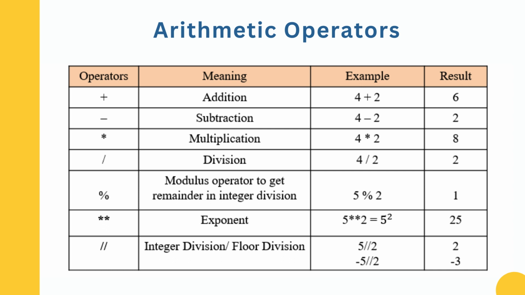Now integer division. Integer division will give you only the integral value after dividing. So 5 floor division 2 will give you 2, because the quotient is 2 and the remainder is 1. Just like modulus gives you the remainder, this gives you the quotient. Similarly, minus 5 divided by 2, your quotient will be minus 3 and your remainder will be 1. So let us see this in code.